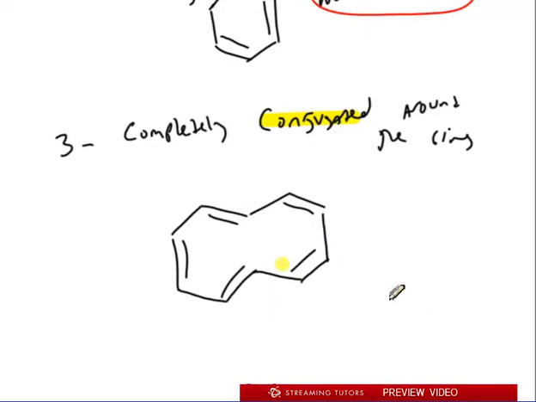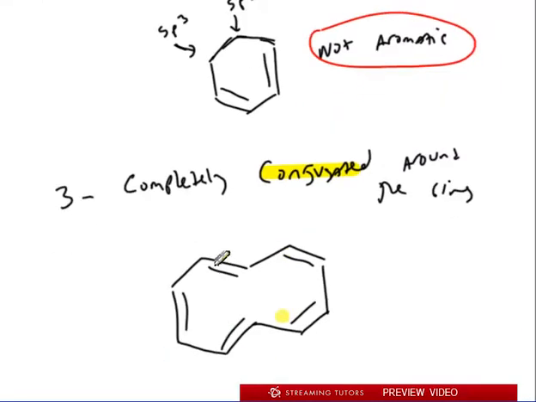Now, if I happen to have, let's say, a ring over here, so by the way, this is cyclic, it's fully conjugated, and so everybody's sp2, right?